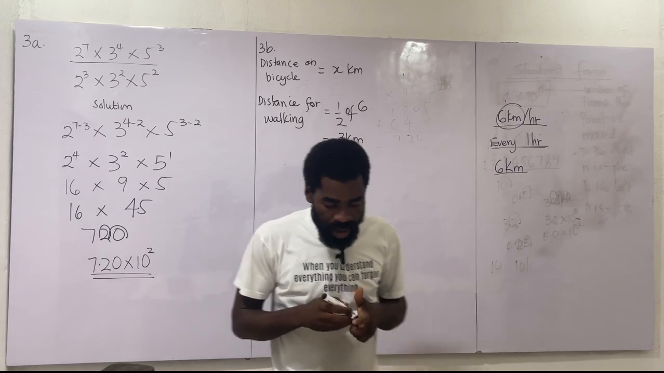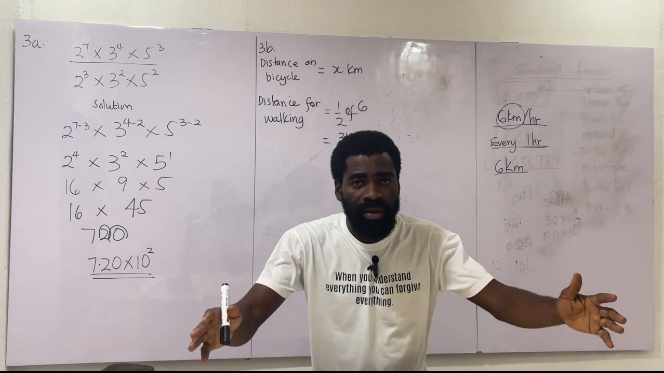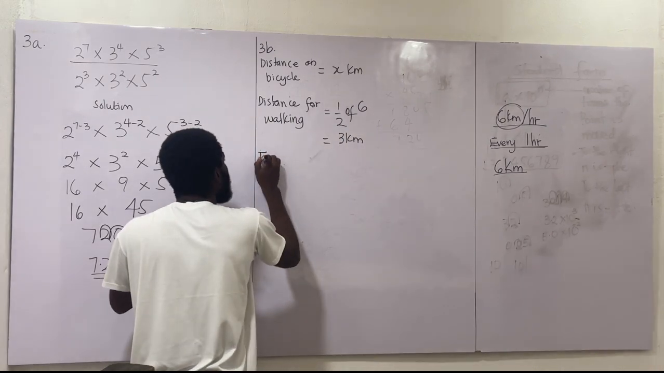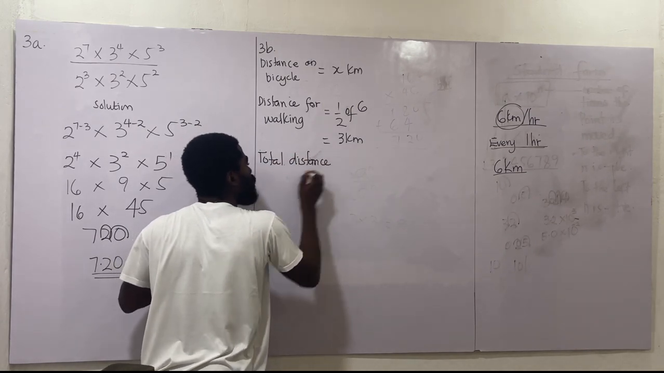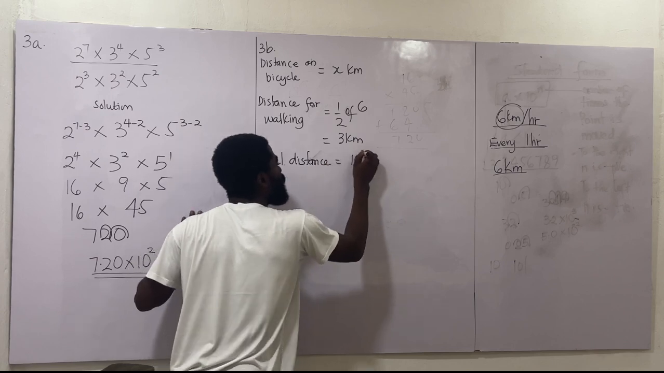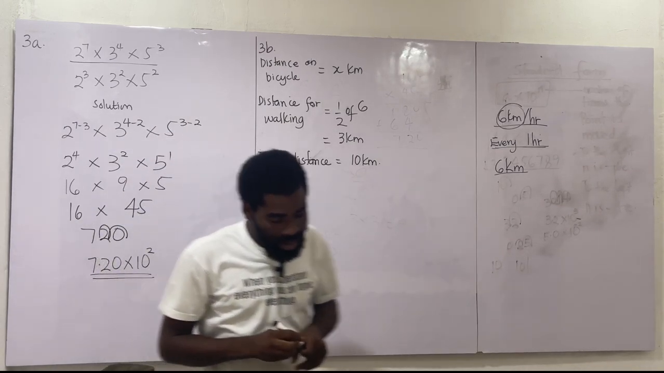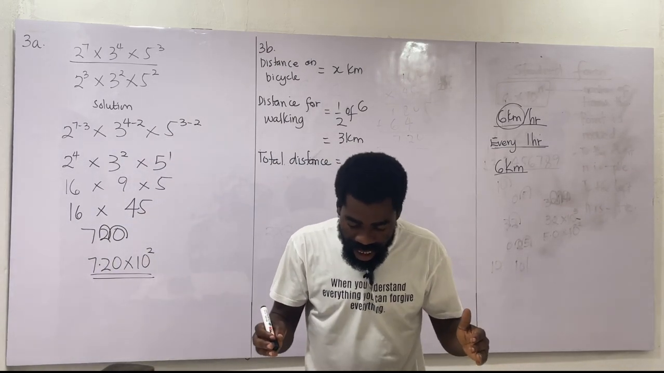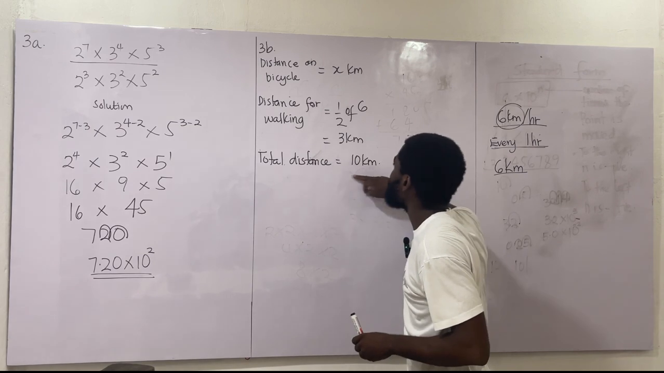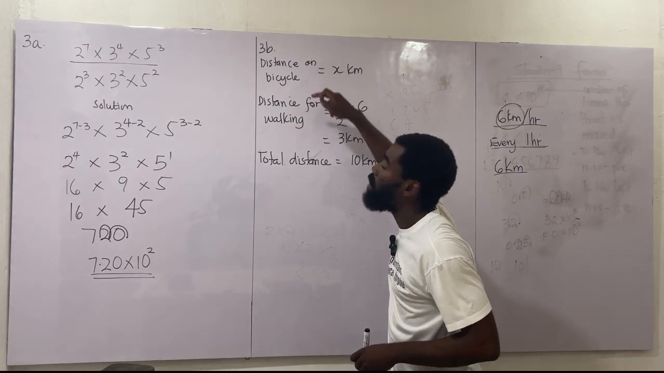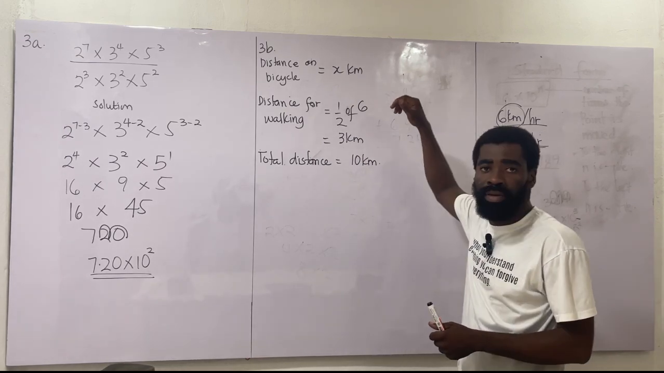Let's continue. And the question says, if Kwame covered a total distance of 10 kilometers, total distance covered. So Kwame's total distance equals 10 kilometers. Fine. So these are the information we have here. Now find the distance X covered by bicycle. Very easy. Total distance will equal the distance on bicycle and the distance for walking. When I add these two and I equate, I'll get my X. Very, very simple.